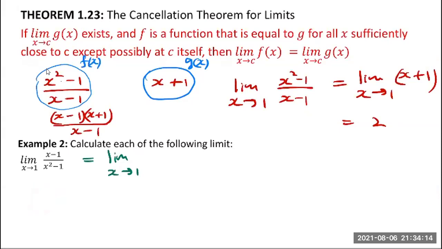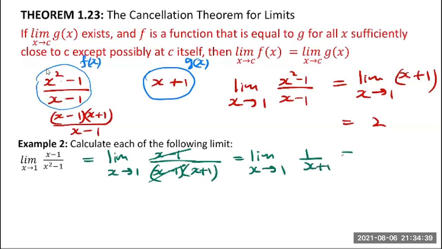So the strategy is the cancellation. Look, x minus 1, I factorize my bottom. I get x minus 1 times x plus 1, the factors of the denominator. Now you can cancel these two common factors. You have x minus 1 in the top, x minus 1 in the bottom. You get limit as x goes to 1 of 1 over x plus 1, which is 1/2.